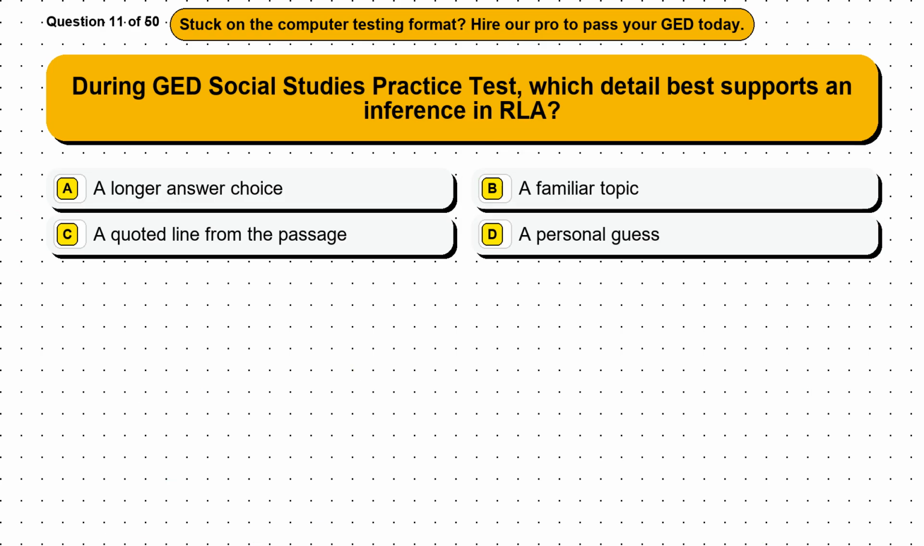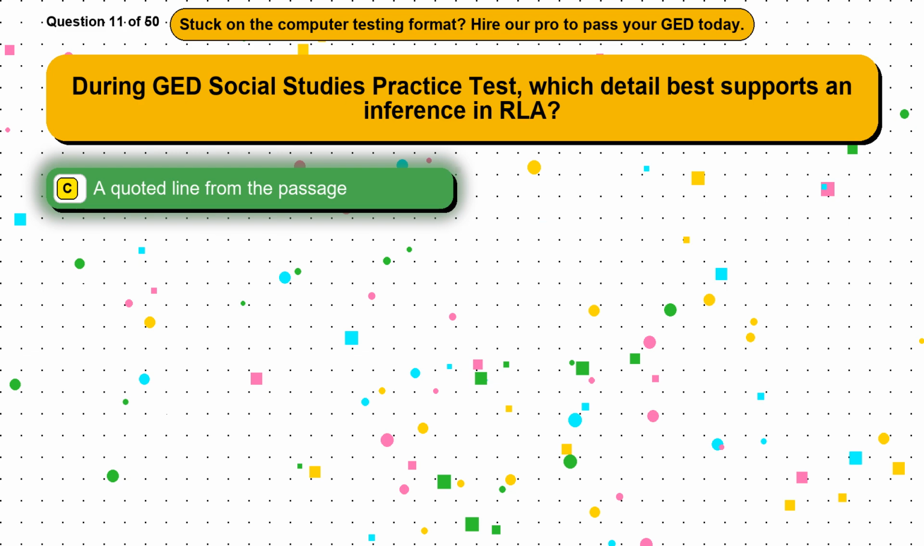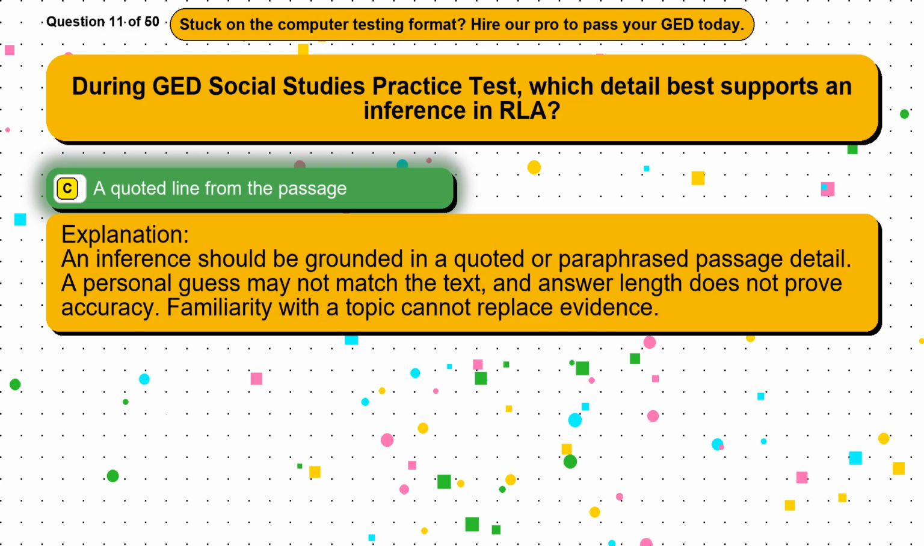Question 11. During GED Social Studies practice test, which detail best supports an inference in RLA? Option A, a longer answer choice. Option B, a familiar topic. Option C, a quoted line from the passage. Option D, a personal guess. The correct answer is option C, a quoted line from the passage. An inference should be grounded in a quoted or paraphrased passage detail. A personal guess may not match the text, and answer length does not prove accuracy. Familiarity with the topic cannot replace evidence.